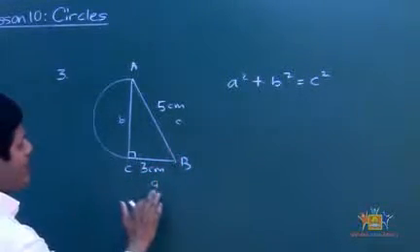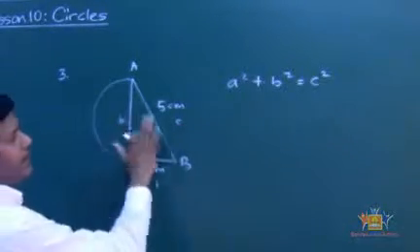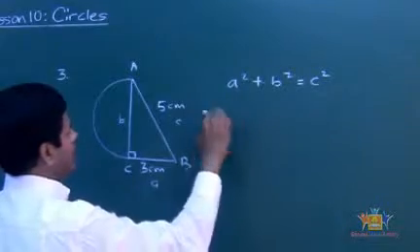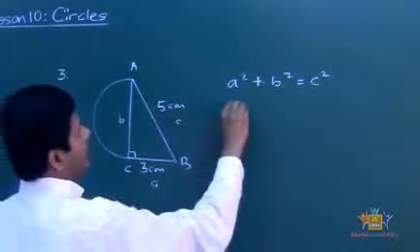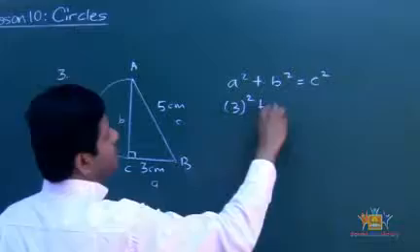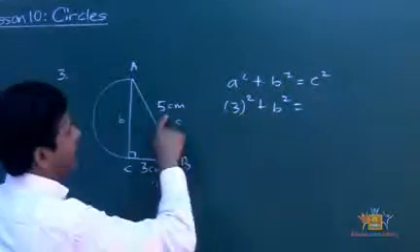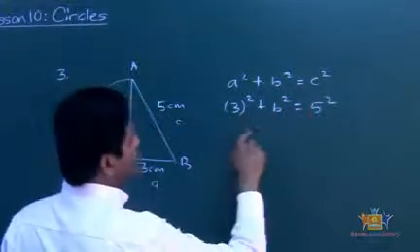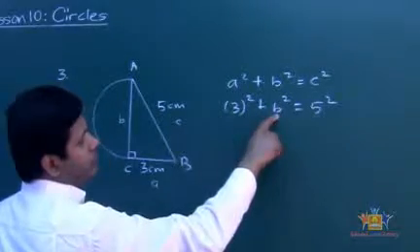And I know A, I know C, but I don't know B. Can I find B? Yes, so let's substitute. A squared is 3, so 3 squared plus B squared, I don't know, and I know C is 5, so it'll be 5 squared. So I'm looking for b, b squared. So I'm going to isolate b.